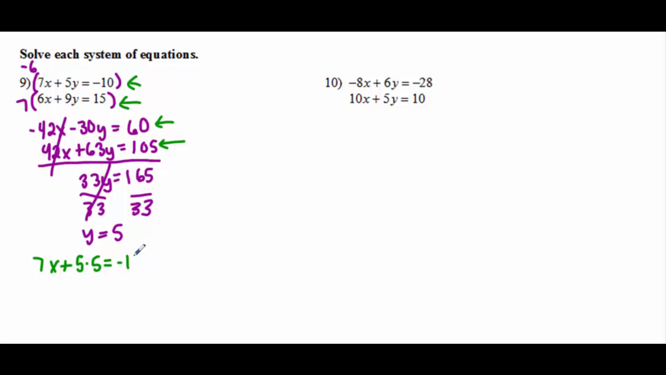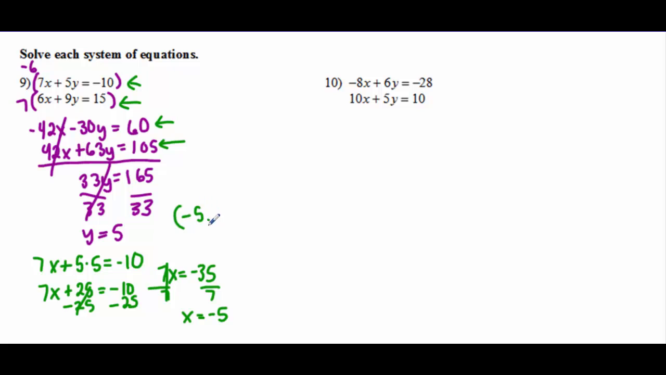5 equals negative 10. That's the first equation. 7x plus 25 equals negative 10. So I subtract 25 and get 7x equals negative 35. Divide by 7 and get that x is negative 5. So as a point, that's negative 5, 5.